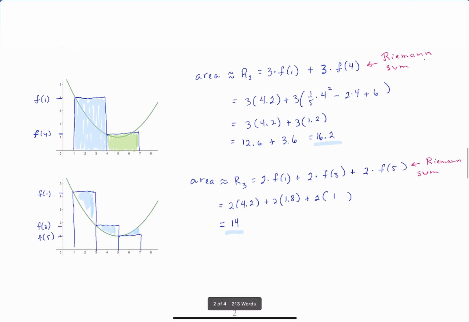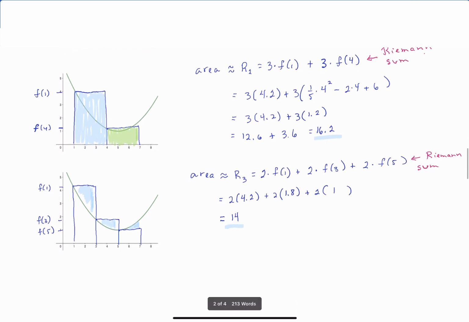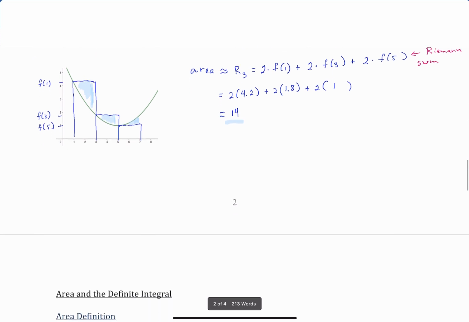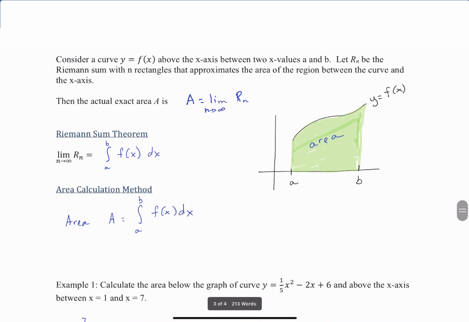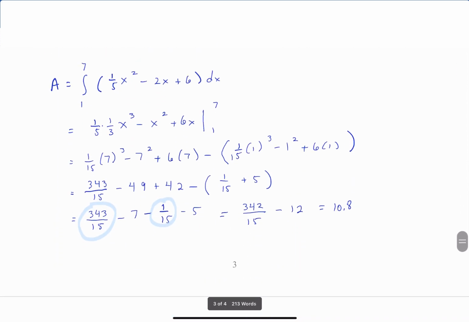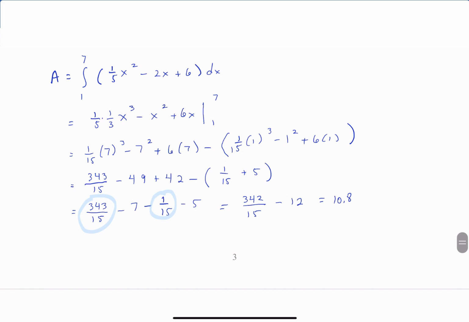And what we just discovered is that if we took infinitely many rectangles, in other words, the limit as the number of rectangles goes to infinity, we would get 10.8. And that is, again, let me emphasize, this is the exact area. It's no longer an approximation.